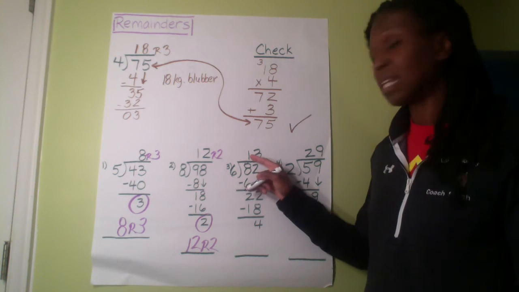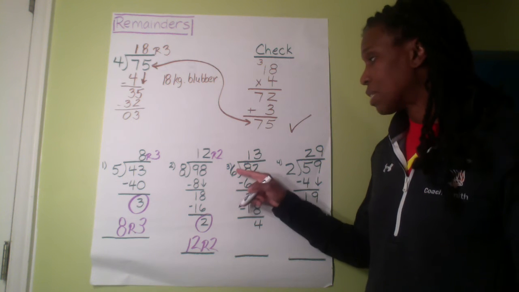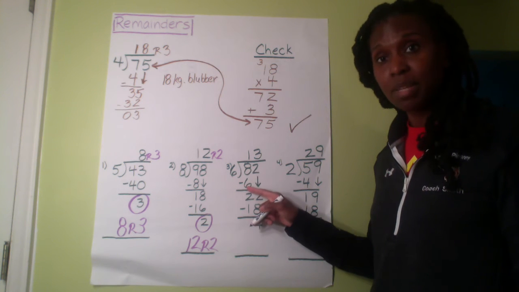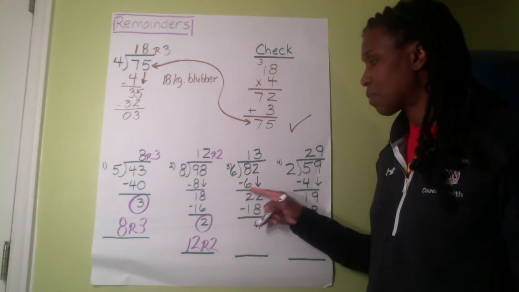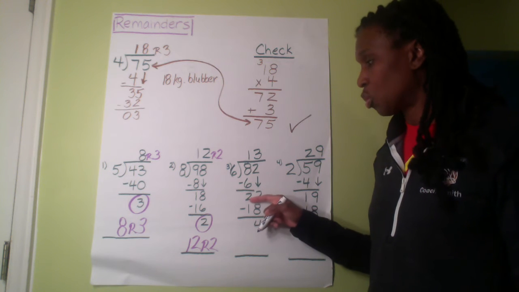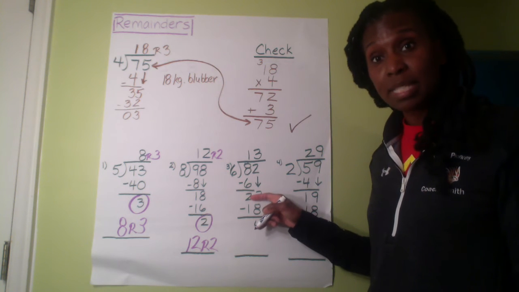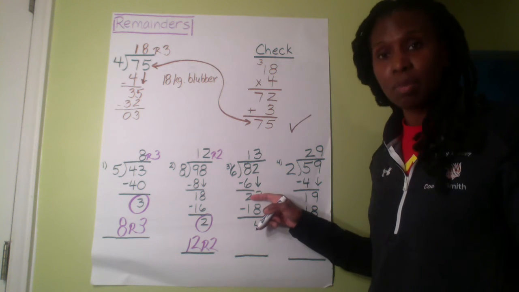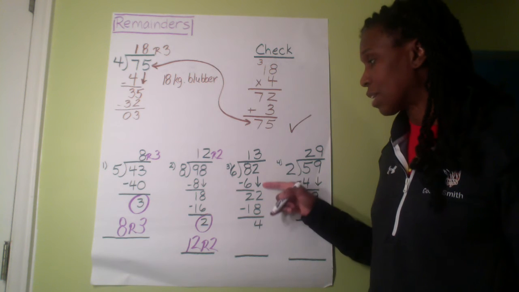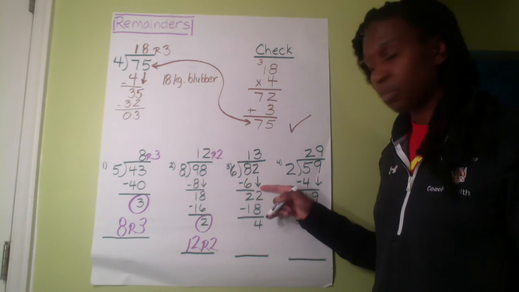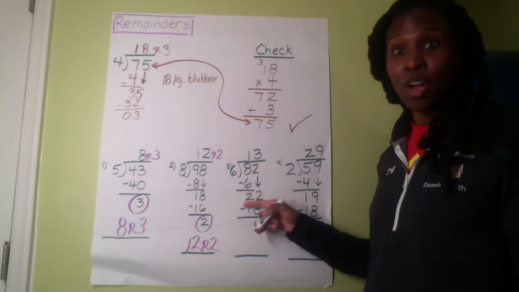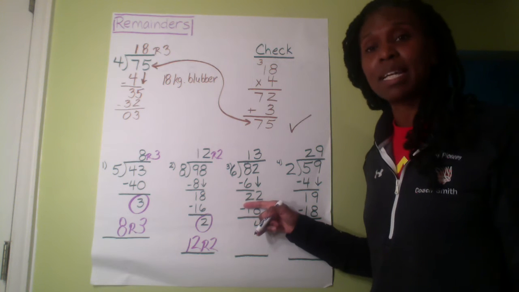Okay, now that I've divided, I'm going to multiply. 1 times 6 is 6. And after I multiply, I subtract. 8 minus 6 is 2. We're going to compare. Is 2 less than 6? Well, of course it is. So I'm in good shape. So I'm going to bring down the next number, which is the 2. So now I repeat. I start all over again. I have 22 divided by 6.